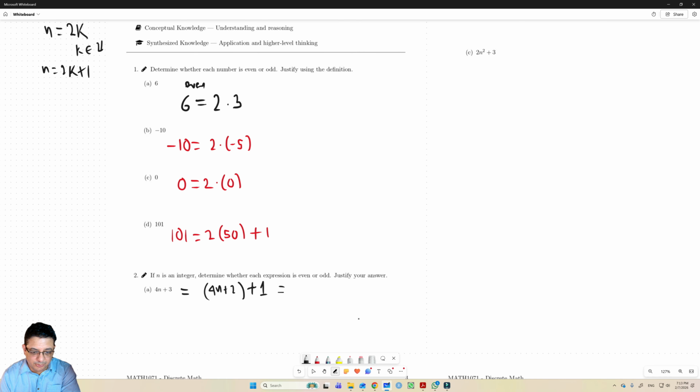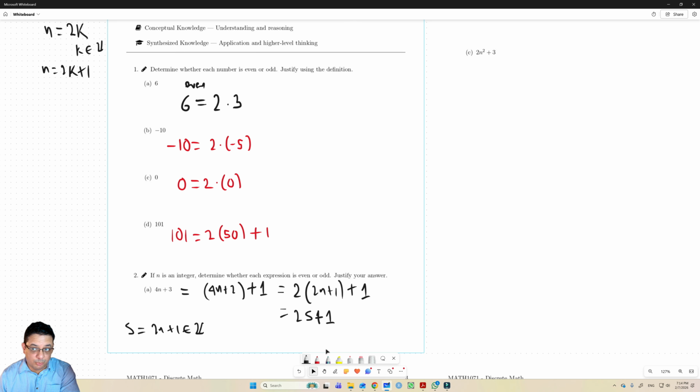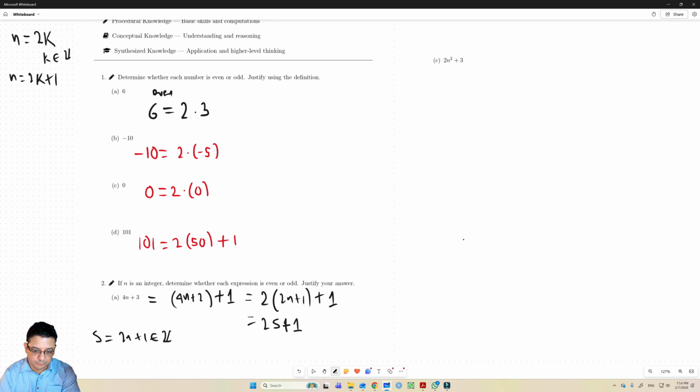Now I can factor 2 here, and if I factor 2, I get 2 times (2n plus 1) plus 1. And I can think of this as an integer. This is 2s plus 1. Notice that if n is an integer, then 2n plus 1 is also an integer, and so s is an integer. And then we're going to have that this is odd. Let me just write here odd.